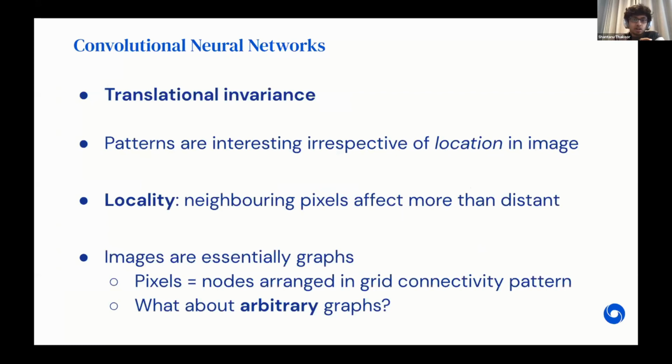So the same kernel is slid across the entire input image. There are also notions of locality. So for a certain patch, the neighboring pixels will affect the representations at that point much more than the values of very far off pixels in the image. And if we take a step back, we can notice that images are essentially a special case of graphs where the different pixels in the image can be thought of as nodes, and they're arranged in this grid connectivity pattern. So we see that for this special case of graphs, convolutional neural networks work very well. And now we can think of what happens in arbitrarily structured graphs.